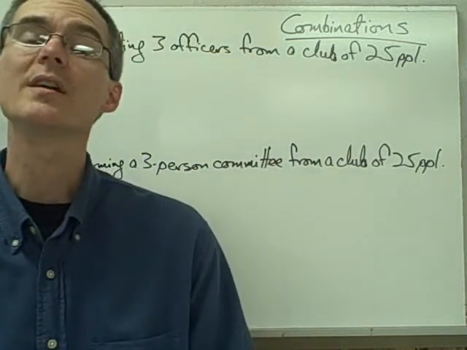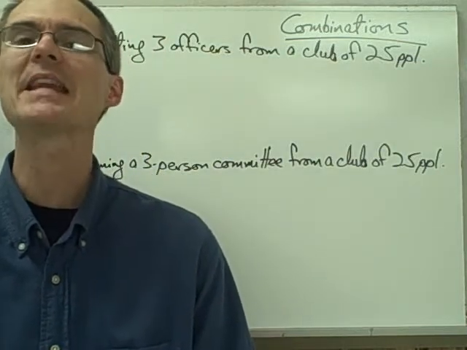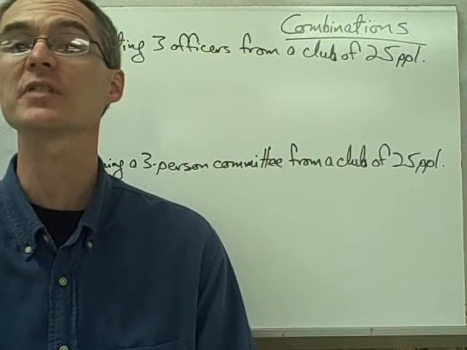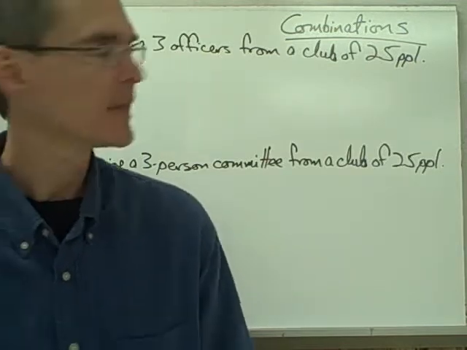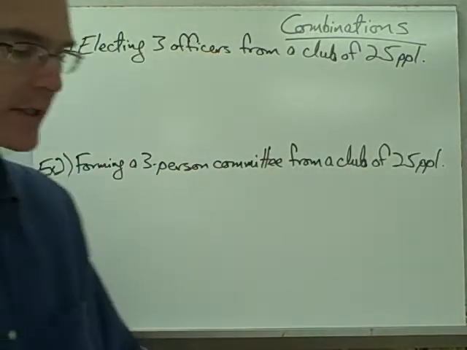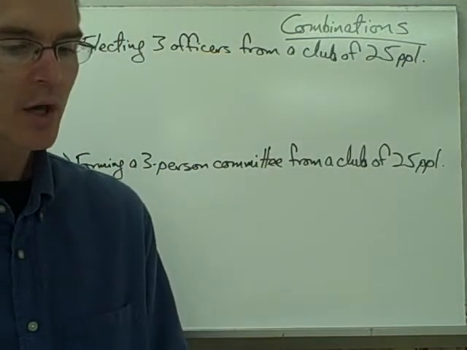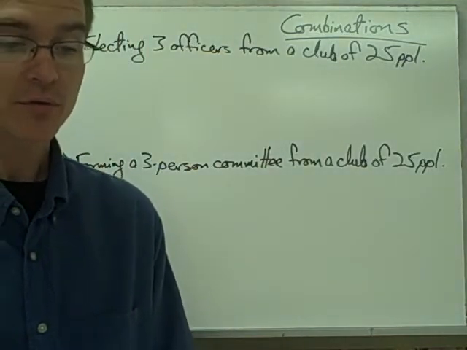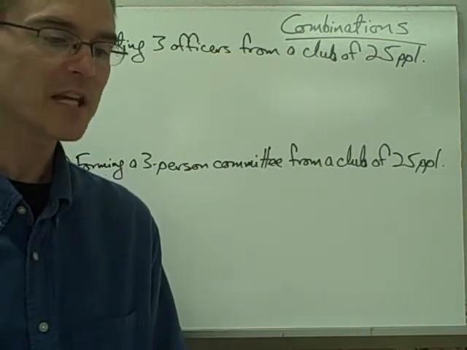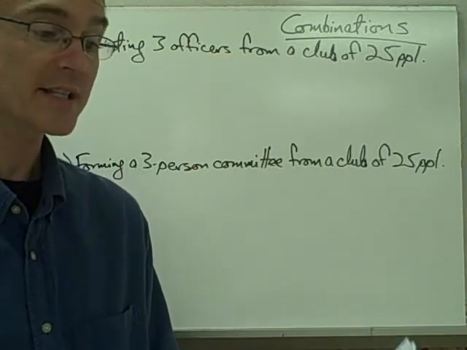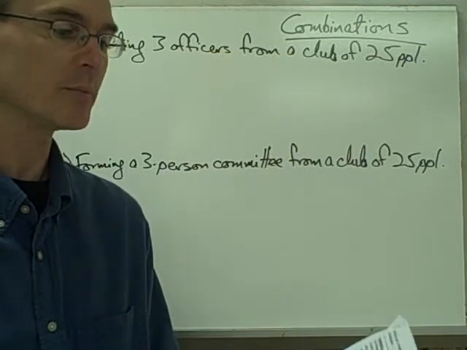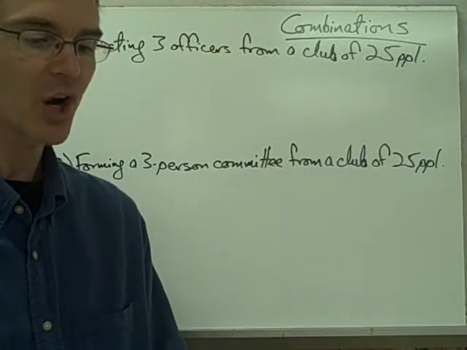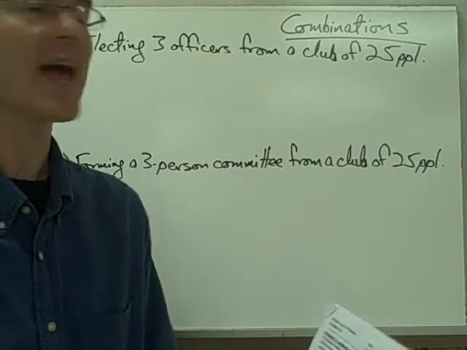Okay, this video is on combinations, and combinations are another way of counting how many different ways there are of doing something. So let's take a look at this example. Example number 1: we want to elect 3 officers from our club of 25 people. First person elected will be the president, second person elected will be the vice president, and the third person elected will be the treasurer. How many different arrangements of officers can we have?